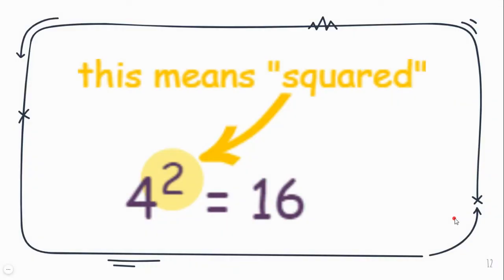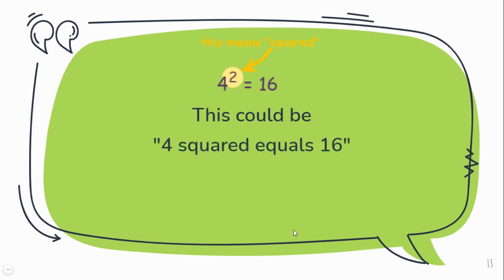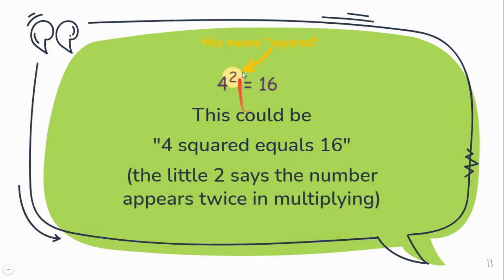Okay, this means squared. Anything which is raised to 2 becomes squared. So when I have 4 raised to 2, that means I'm going to multiply 4 with itself, which is going to be 16. Yes? Now this means squared. This could be called 4 squared equals 16. The little 2 that you can see, the exponent over here, it means that I have to multiply it twice with itself. And that's how I get my answer, which is going to be 16.